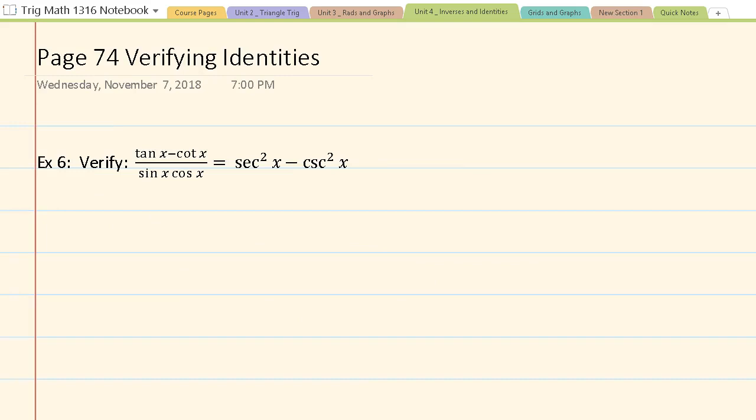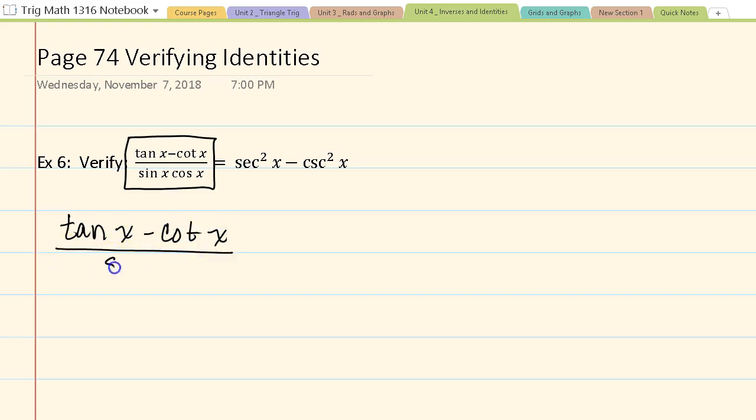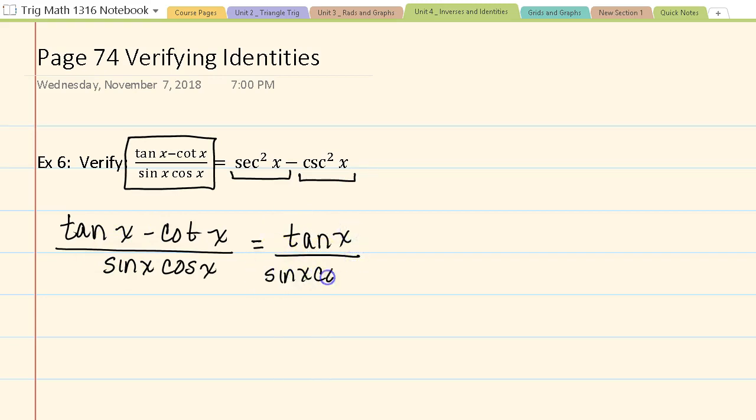So let's go to page 74 and do our last example for the lecture. We're going to start off on the left side because at least I know I can use my quotient rules to change this one. We have tangent of x minus cotangent of x over sine of x, cosine of x. Now one of the things we can do is notice that we have these separated. So why don't we separate our fraction and write this as tangent of x over our denominator minus cotangent of x over the same denominator.